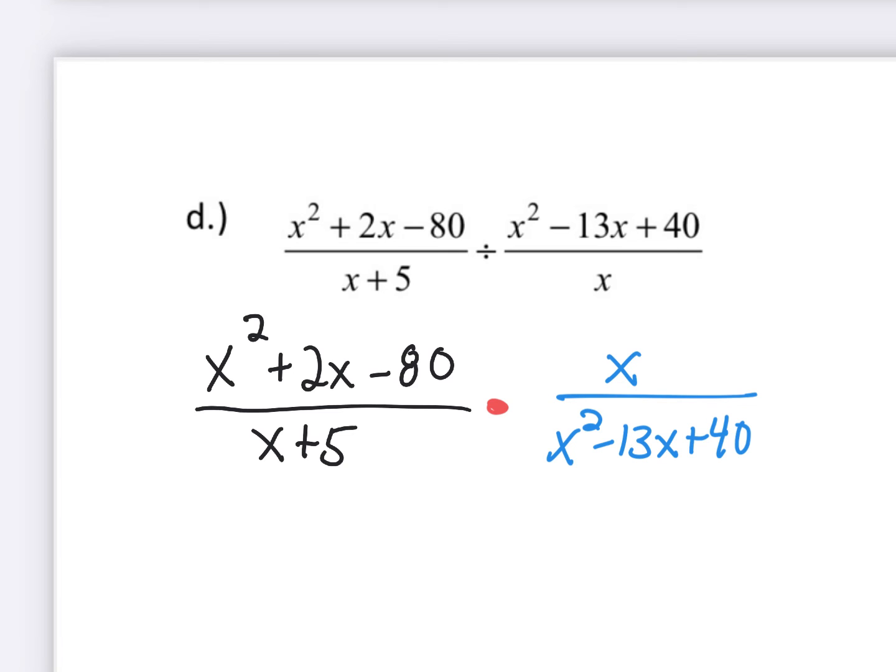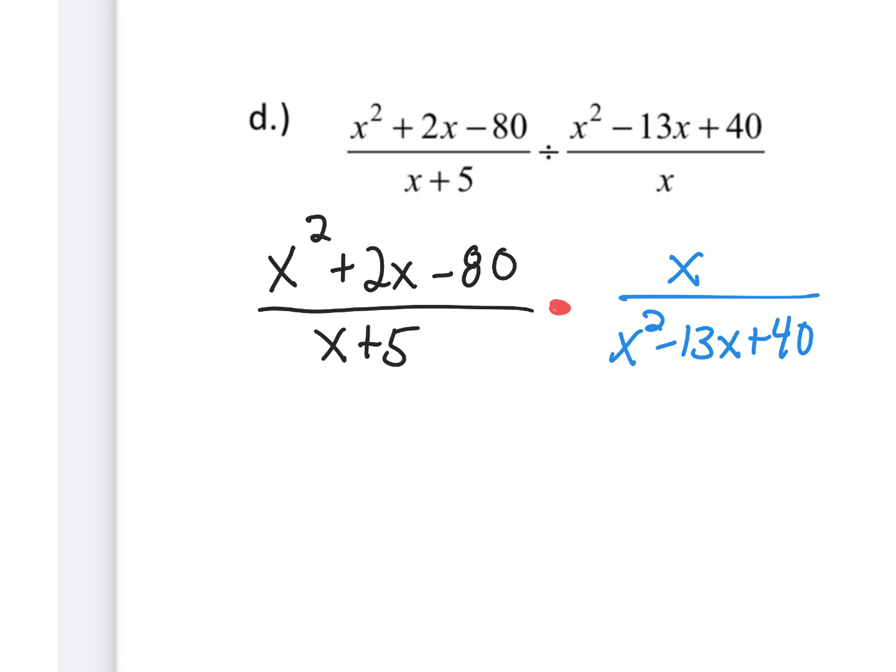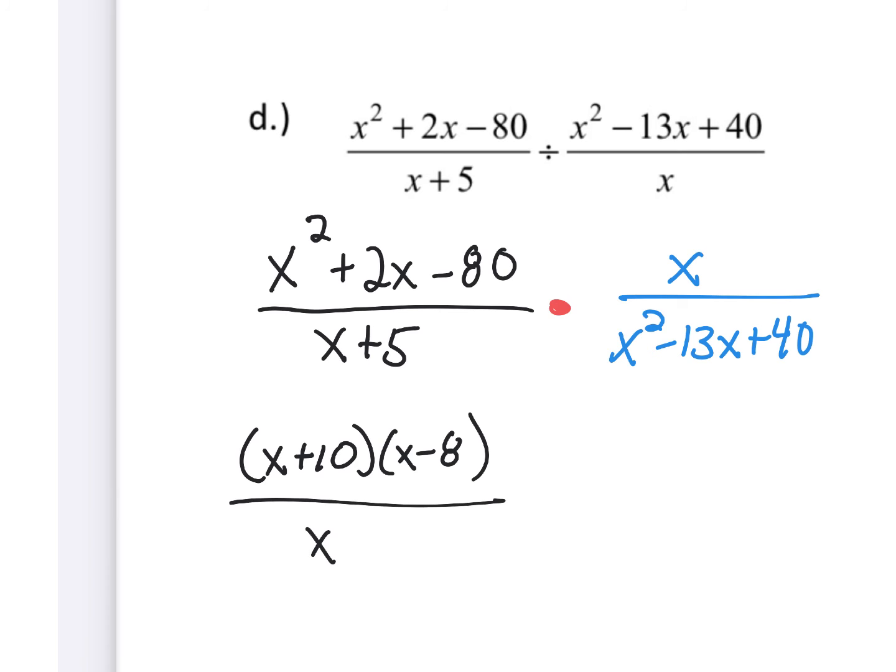And then we factor. So if I factor, things that multiply to negative 80 that add to 2... we got 8 and 10, I guess. And then you got x plus 5 on the bottom there. And then x doesn't factor. That is a factor. And then x squared minus 13x plus 40. So that's x minus 8 and x minus 5.